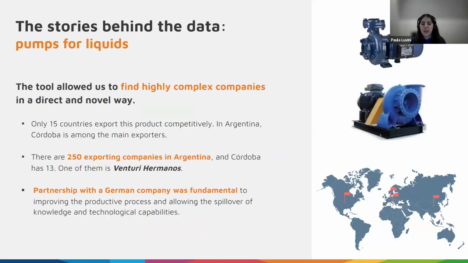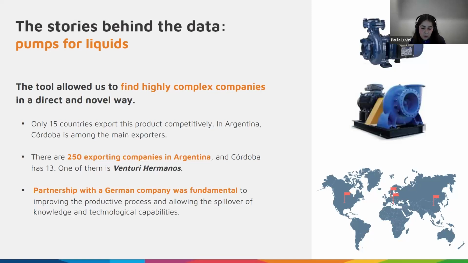So just to finish with this part, I want to tell you about these two cases very quickly. The first one is pumps for liquids. Pumps for liquids is a product from the first group, the machinery group. It's a very highly complex product. In fact, only 15 countries in the world export this competitively. In Argentina, Córdoba is among the main exporters, although it's not yet competitive. The city has 6 companies exporting pumps, and one of them is Venturi, with whom we talked, and we dug into how they came to export.